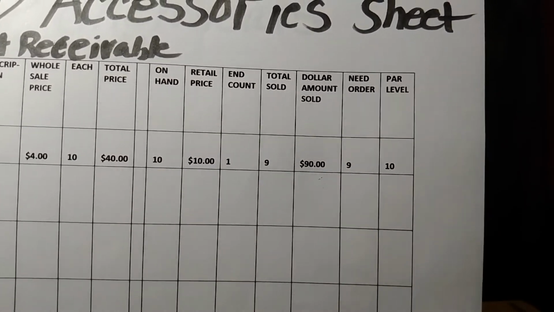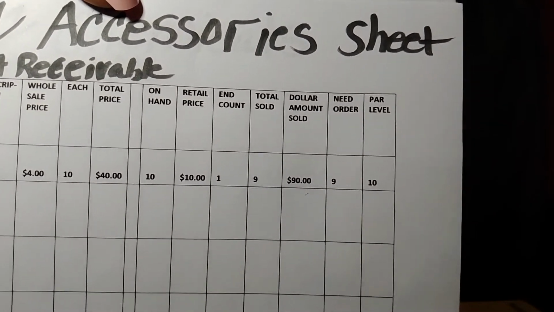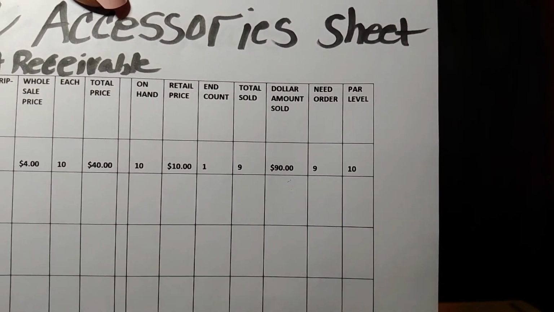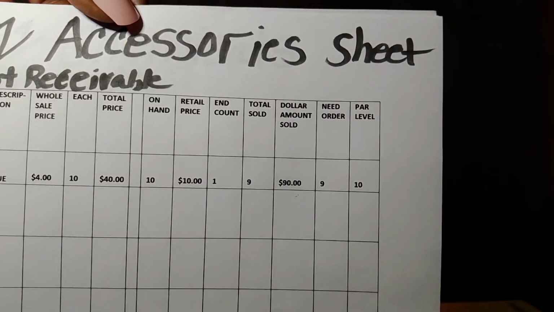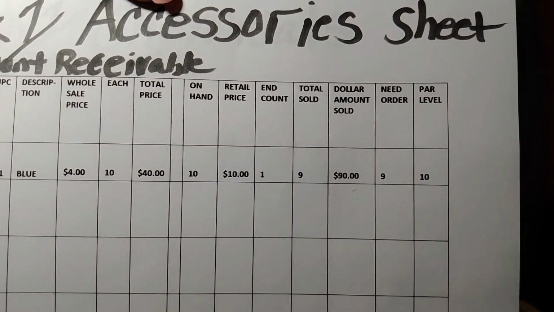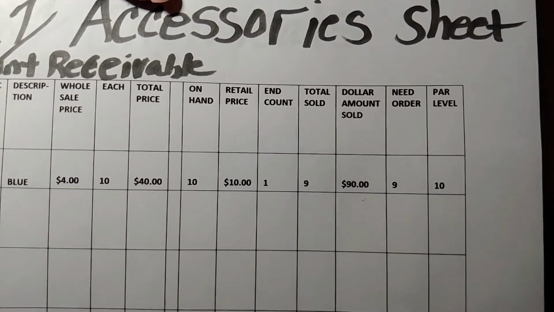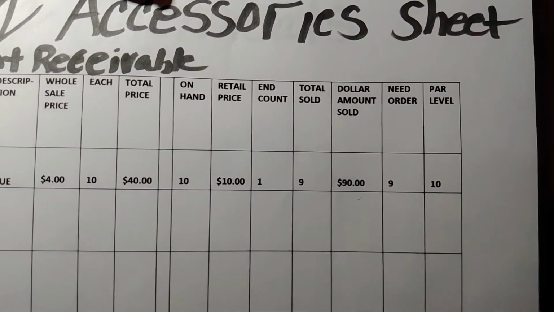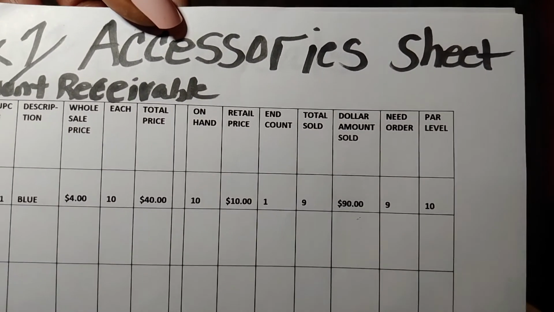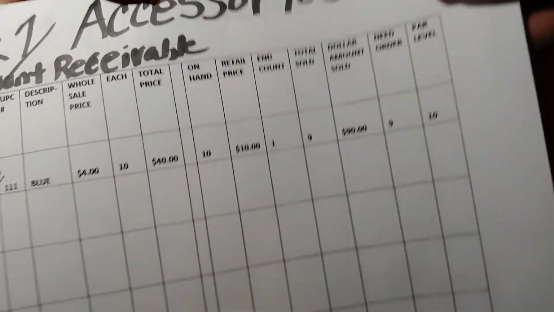That's because you sell your purse for $10, and you sold 9. So that means your dollar amount sold is $90. So if you sold 9, what you need to do? Order 9. Exactly. Because your par level is 10, because you have to have 10 in your store at all times.